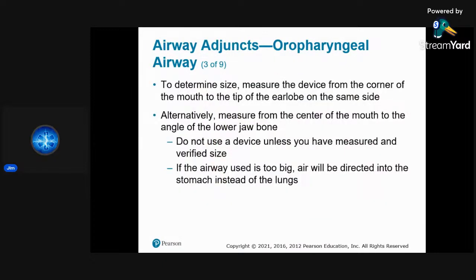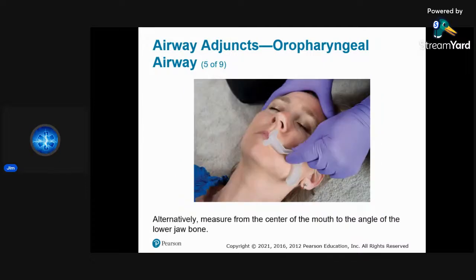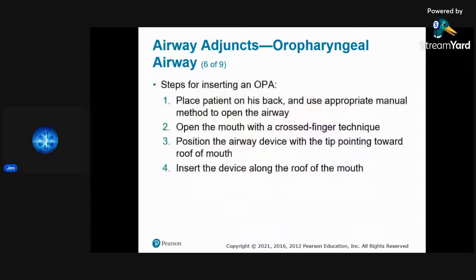So we're going to measure from the corner of the mouth to the tip of the earlobe on the same side. Another way you can measure is from the center of the mouth to the angle of the lower jaw. We're never going to use this device unless we've actually measured to make sure it's the right size. If the airway is too big, air will be directed to the stomach instead of the lungs. And if it's too small, it's going to push the tongue backwards instead of cradling it, moving it out of the way. Here's a nice picture of them measuring from the corner of the mouth to the earlobe. And here's the alternate method from the center of the mouth to the earlobe.